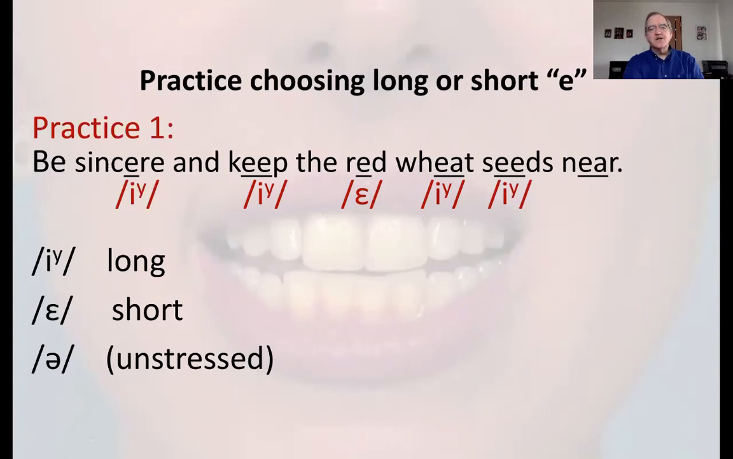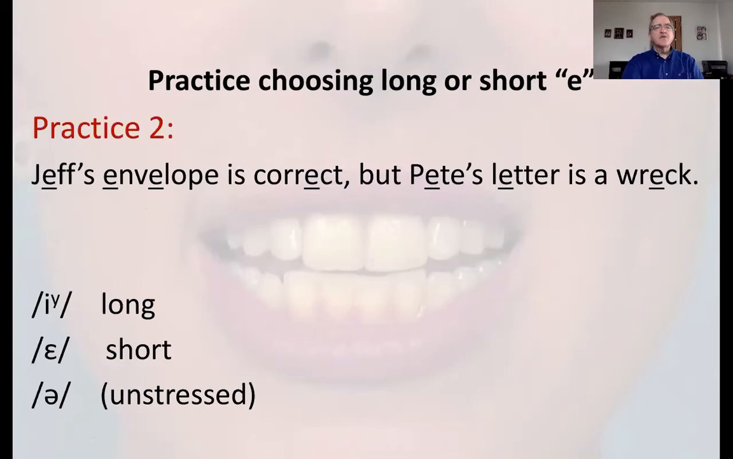The next one, seeds. That's also the two vowel rule. The next one, near. That's the two vowel rule. Near. Okay, let's try another sentence now. Are you ready? Practice two. Okay, stop the video, get a piece of paper, and try to write the IPA for the underlined vowels.